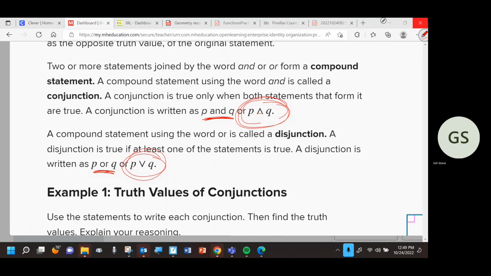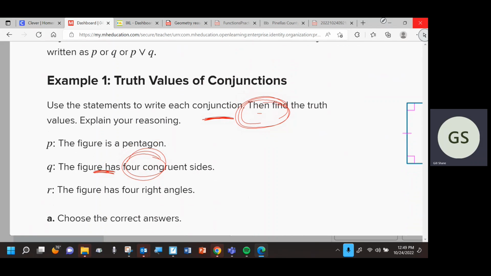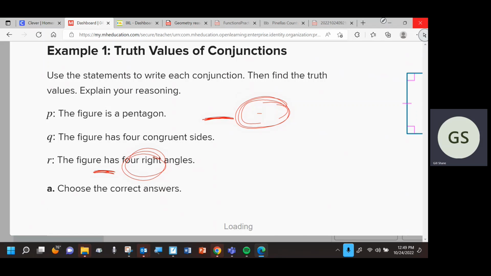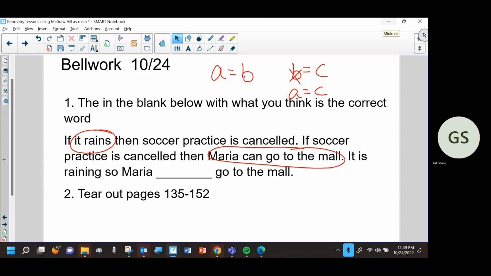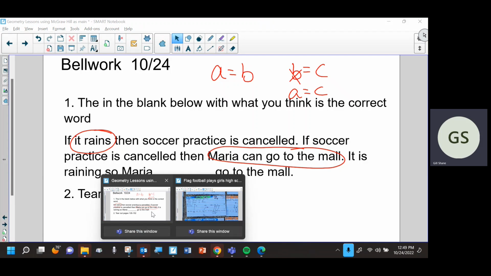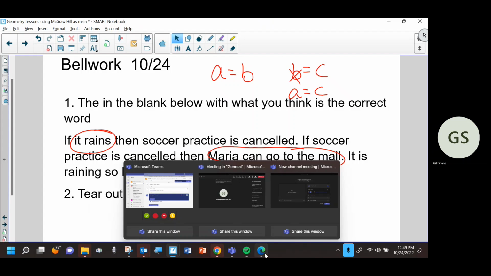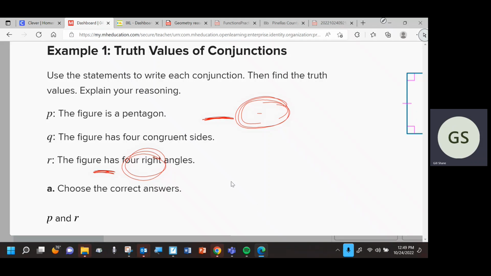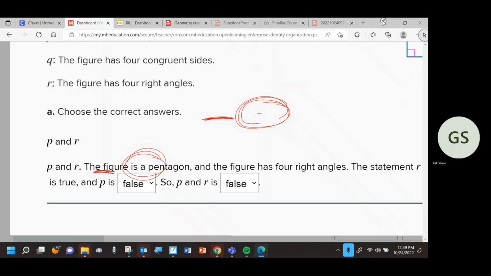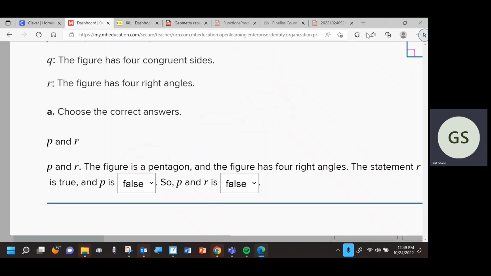I think we're in examples now. Yeah, so here we go. These are in your book. So look at that example. I want you to try to answer the question they give you on your own.